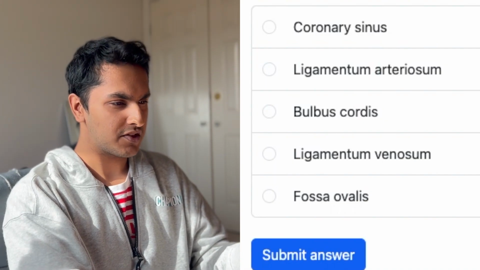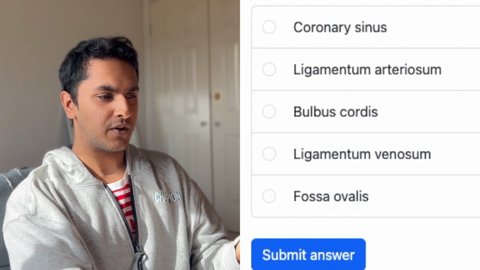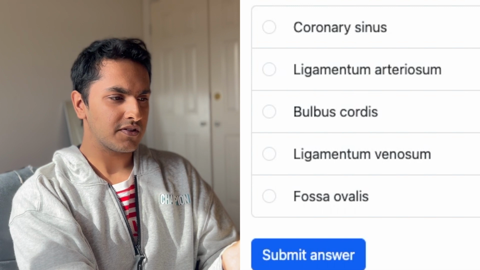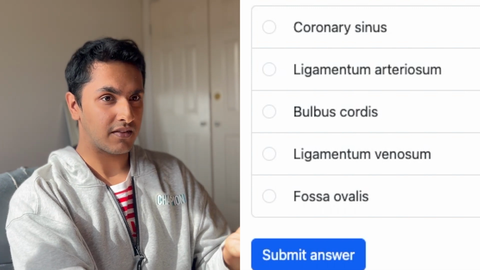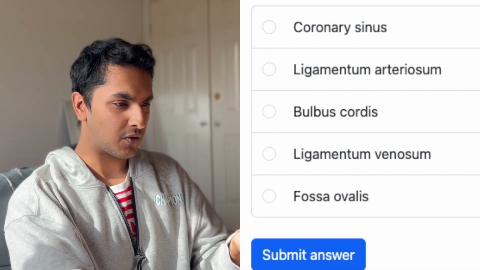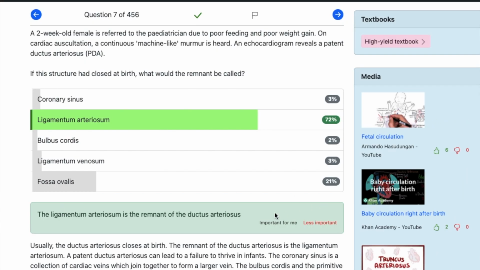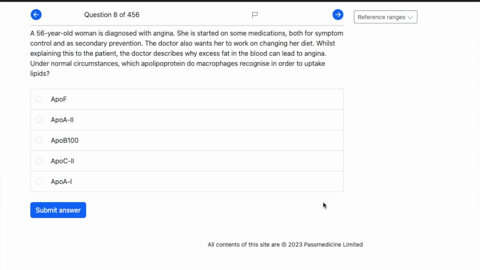So this is more of a recall question. It's asking, if the structure is closed at birth, what would the remnant be called? So if it's called ductus arteriosus, and I said that it fills up with connective tissue, it's going to be called ligamentum arteriosum. Cool. We'll do one more and we'll wrap it up for cardio.